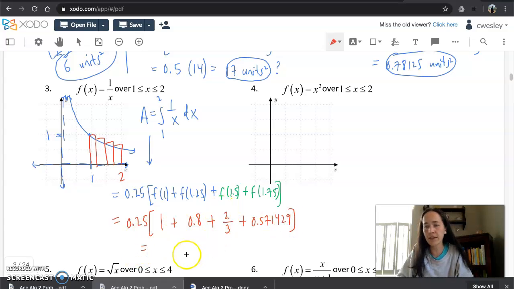Feel free to get that in. We're going to round this one, 0.7595 square units. Just make sure you look back up at the picture and make sure that it makes sense. It wouldn't quite be a full unit of area, and we also know this is an overestimation.